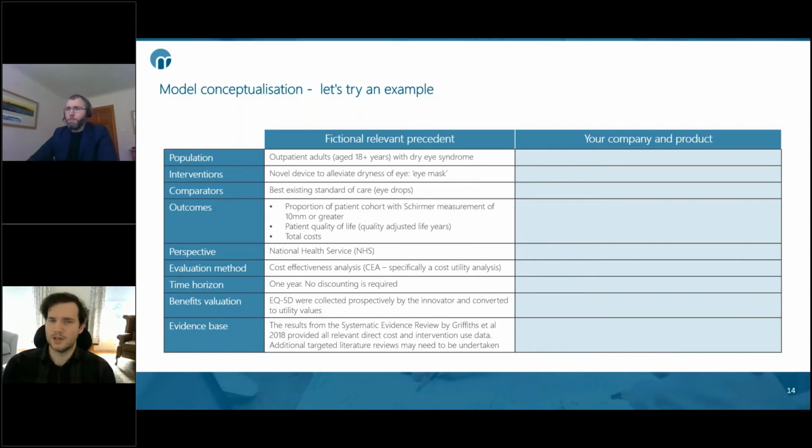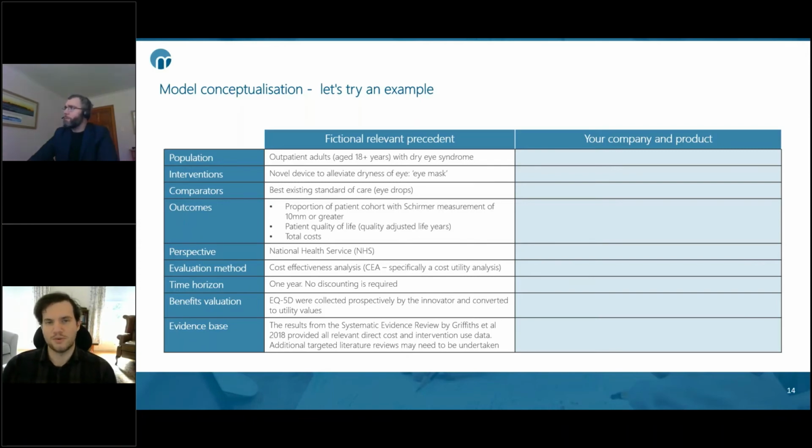So the first column is this fictional product. I'll take you through it, and while I'm doing that, just think about what data you have for your own device, for your own product, and then you can start identifying where your strengths and weaknesses are in terms of the data and the evidence you have.